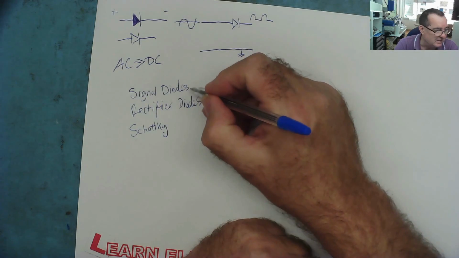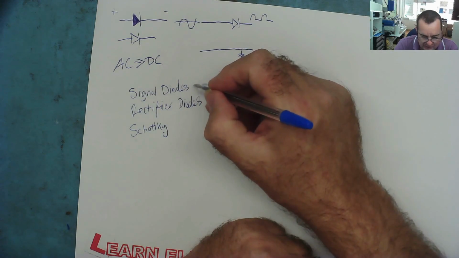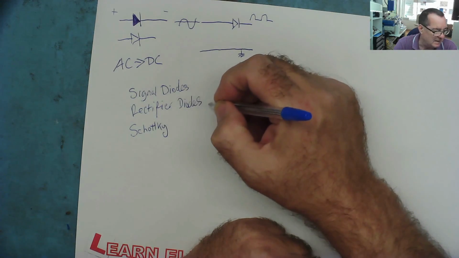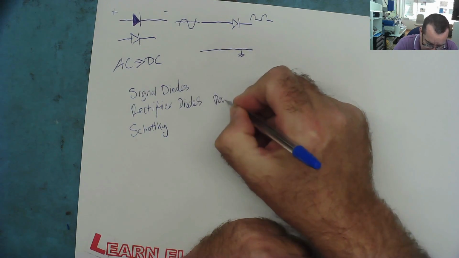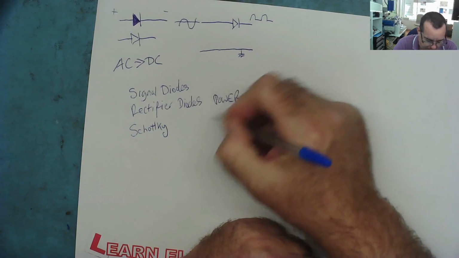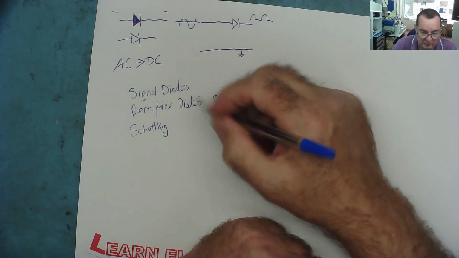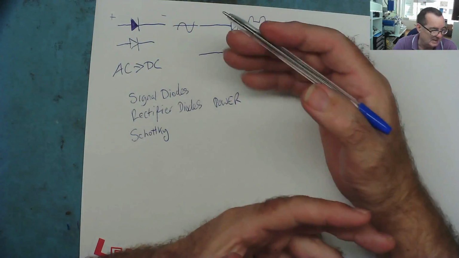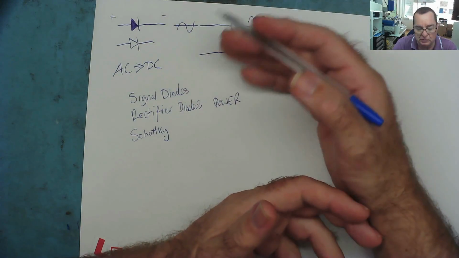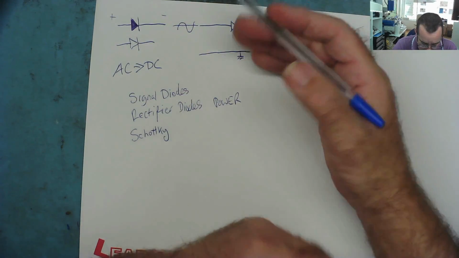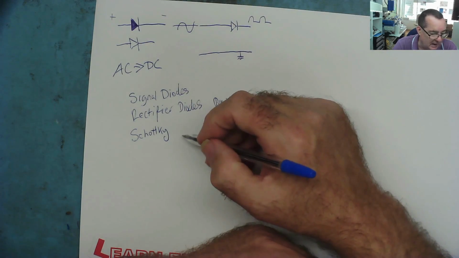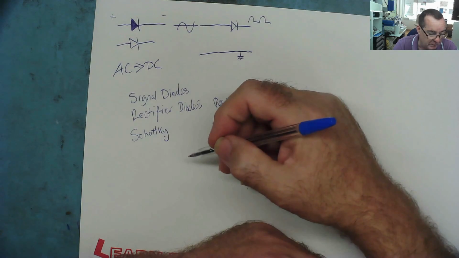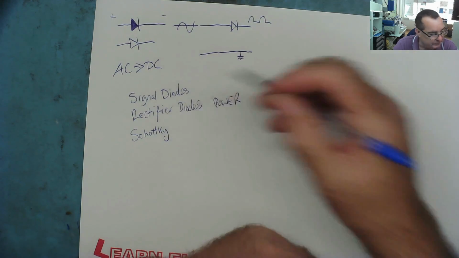The main difference is that the signal diodes are intended to pass very low currents. The rectifier diodes are basically a power device, so these are for passing high currents and often high voltages. The signal diode is just, as I say, for low voltage signals where there's no great amount of current passing. A Schottky diode is a special type of rectifier, and I'm going to come on in a moment to what the differences are.